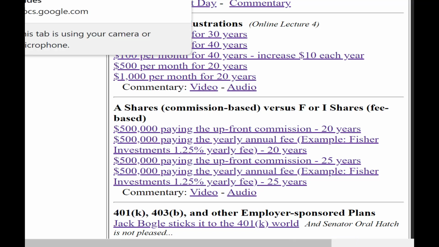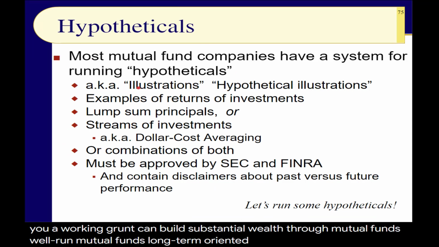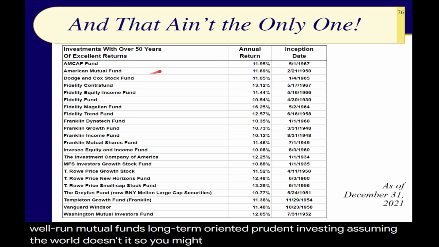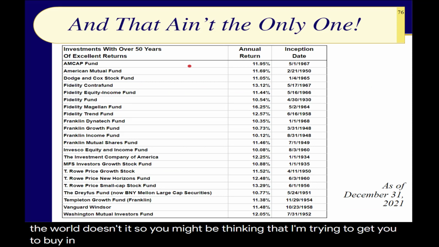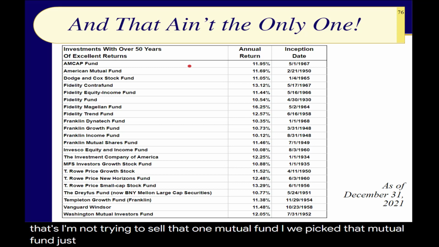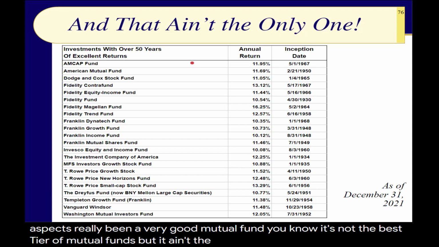You, a working grunt, can build substantial wealth through well-run mutual funds, long-term oriented, prudent investing, assuming the world doesn't end. So you might be thinking that I'm trying to get you to buy Investment Company of America, but that's not true. I'm not trying to sell that one mutual fund. We picked that mutual fund just because it has an 88-year time frame, and it's actually been a very good mutual fund. It's not the best, it's not the worst, it's certainly in the upper tier of mutual funds. But it ain't the only one.